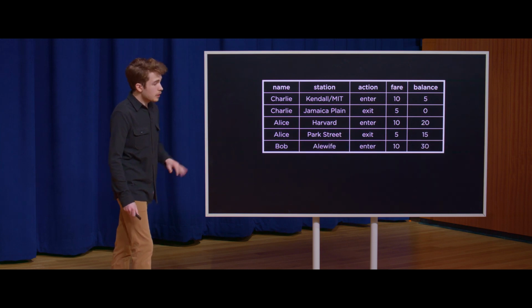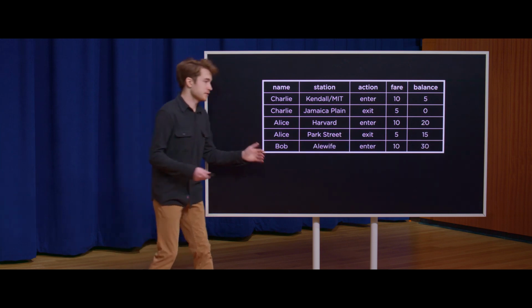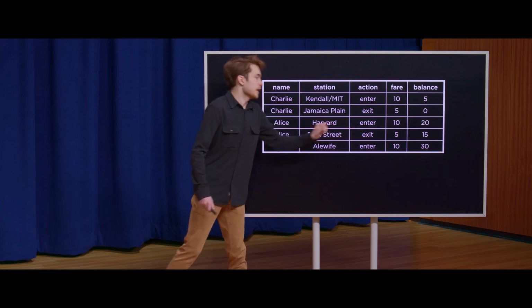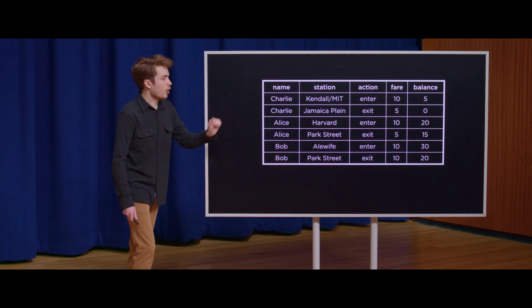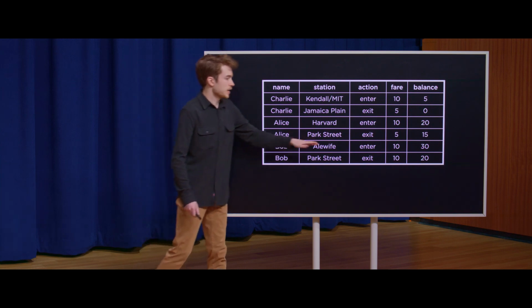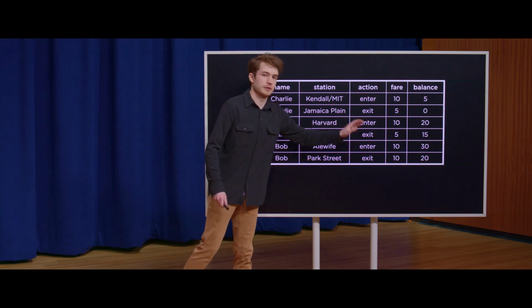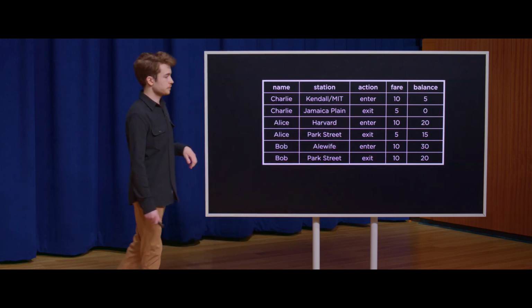Let's go to Bob. Bob enters the Alewife station. They pay 10 cents. They have a remaining balance of 30 cents. And let's say they leave at Park Street and have a fare of 10 cents to leave because it's a further distance. Now they'll have a remaining balance of 20 cents overall.